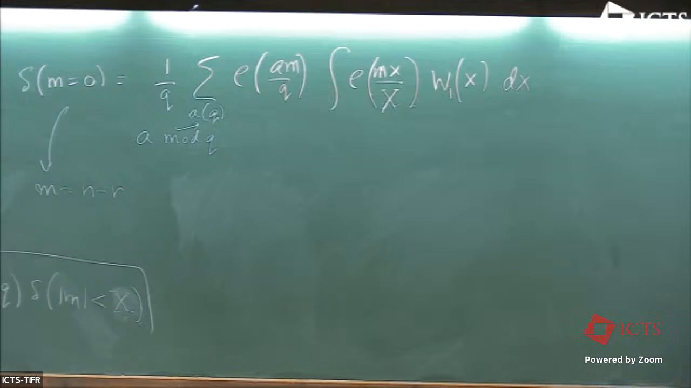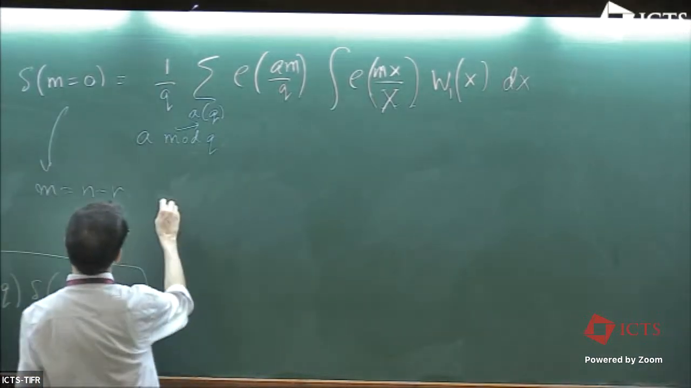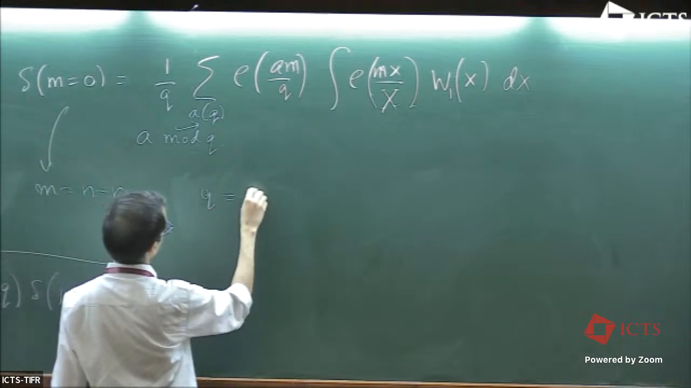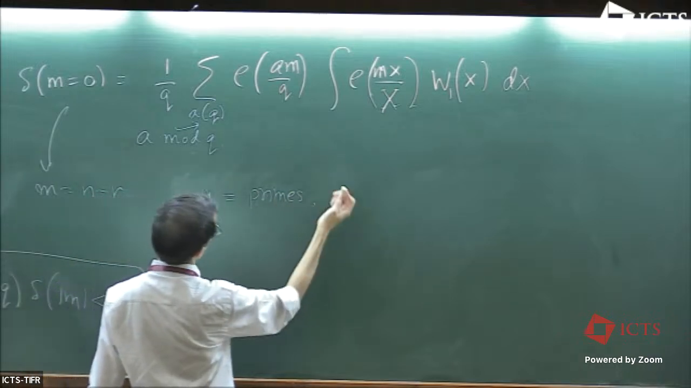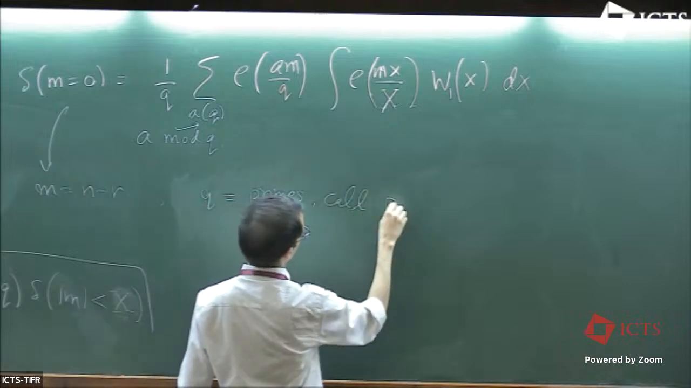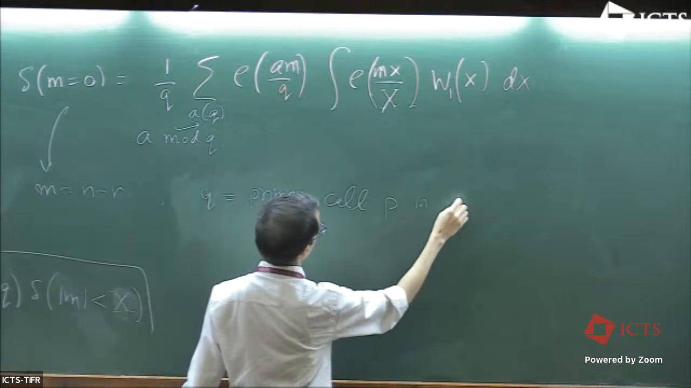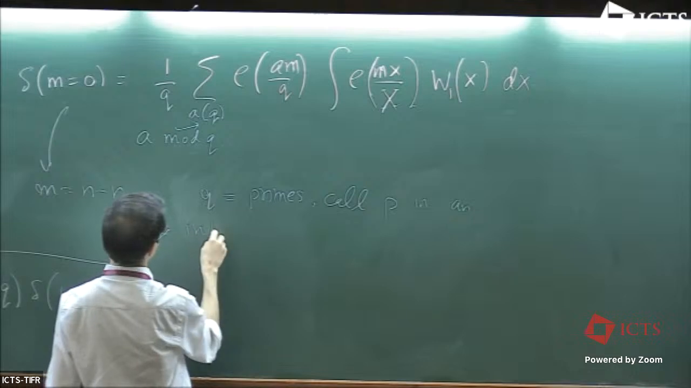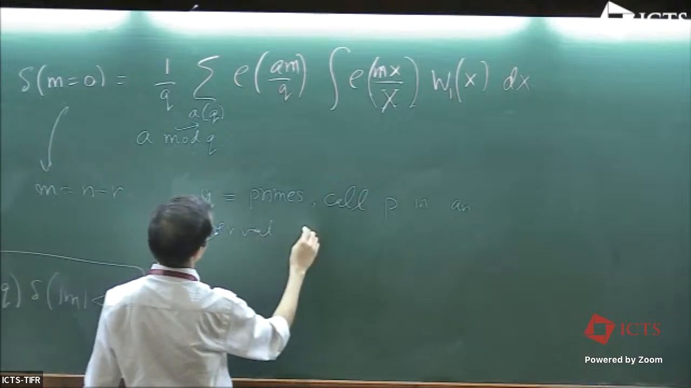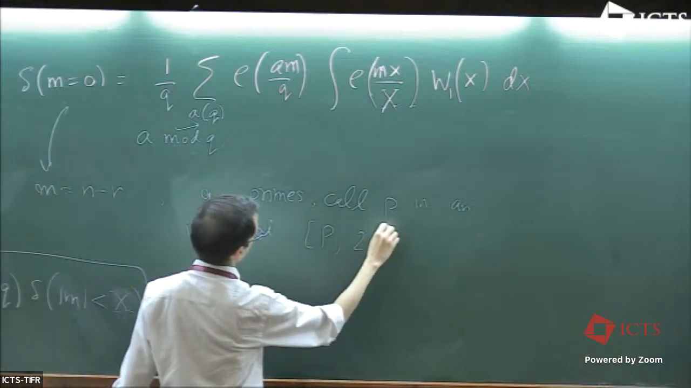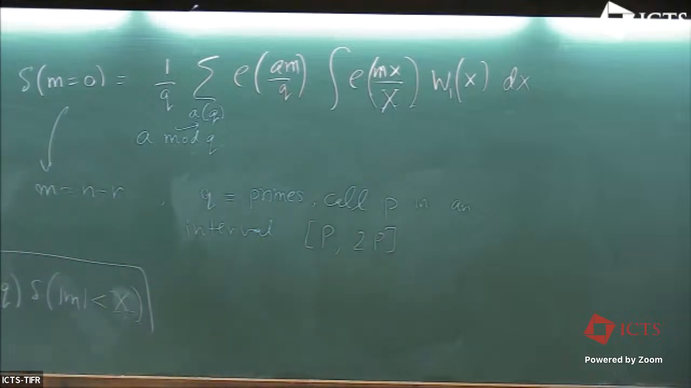We will now do that. So to begin with, this is the delta symbol. But what we are going to do is take an average sum of these deltas. So we are going to take Q to be primes, say P, in an interval, well, P to 2P. So we are going to average over all the primes in certain intervals.